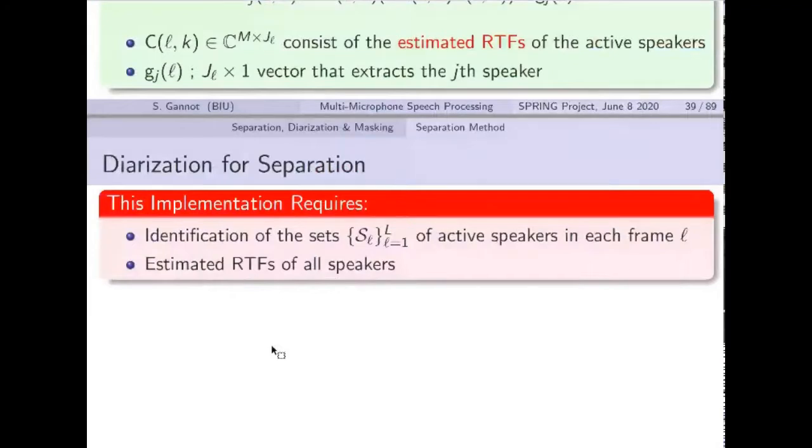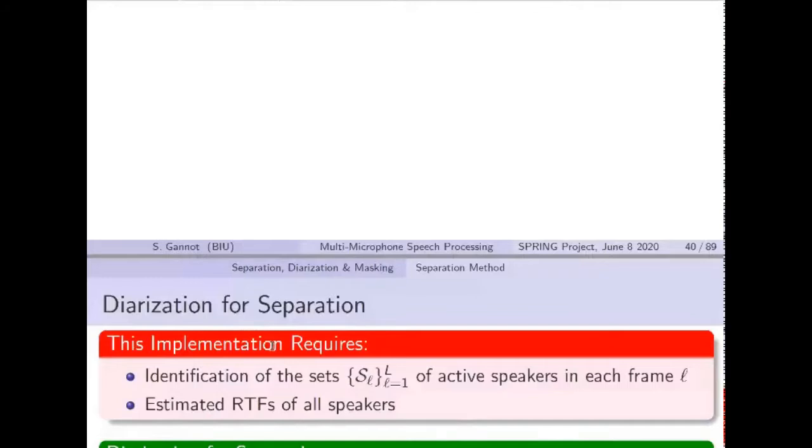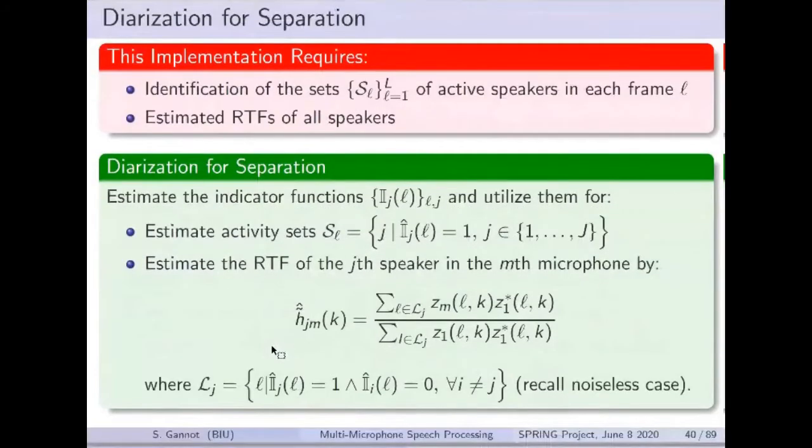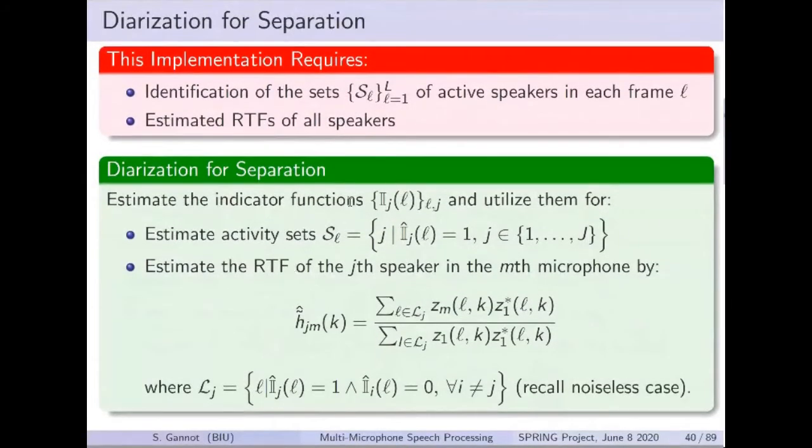So all that is left, which is quite a lot, but still all that is left for us now, is to identify S_L for each of the frames. So which are the active speakers in each frame and the associated RTFs. Okay, so this is the activity set that we want to extract. We need the RTFs, as I said. This is mentioned here in the red block.